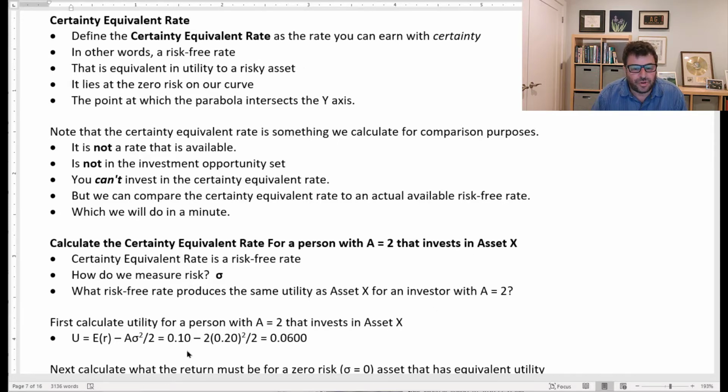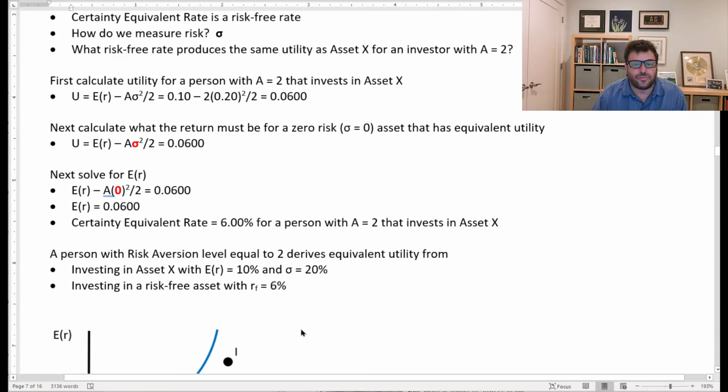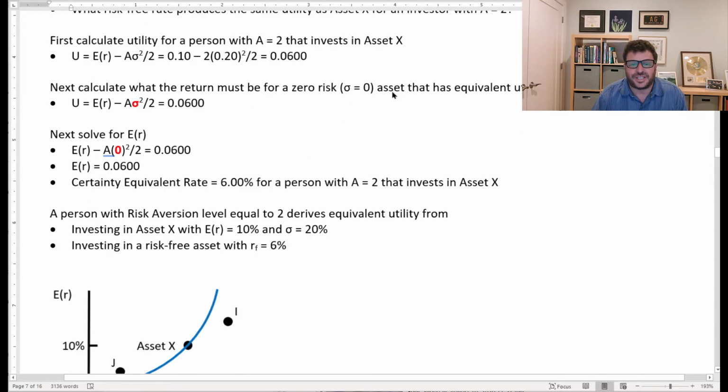So what risk-free rate produces the same utility as asset X for an investor with A equal 2? It's pretty simple. We're just going to figure out the utility they earn, so that's the expected return minus A sigma squared divided by 2. With 0.1 and 0.2, we plug that in, and we get that this person earns utility of 0.06. Next, we calculate what the return must be for a zero risk asset that has equivalent utility. If I plug in 0 but have a utility of 0.06, we can see fairly trivially that the expected return is also 0.06. So the certainty equivalent rate is 6% for a person with A equals 2 that invests in asset X.